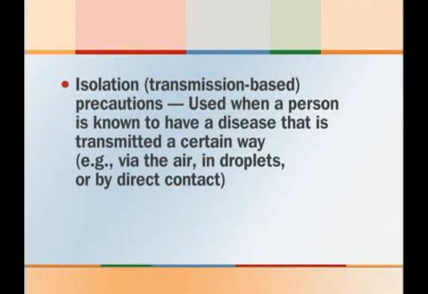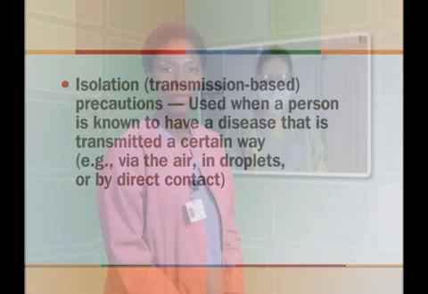Isolation or transmission-based precautions are used when a person is known to have a disease that is transmitted a certain way, for example, via the air, in droplets, or by direct contact. Isolation precautions are used along with special environmental controls such as ventilation systems, liquid waste disposal methods, and procedures for handling contaminated linens or trash to prevent the spread of infection throughout the facility.